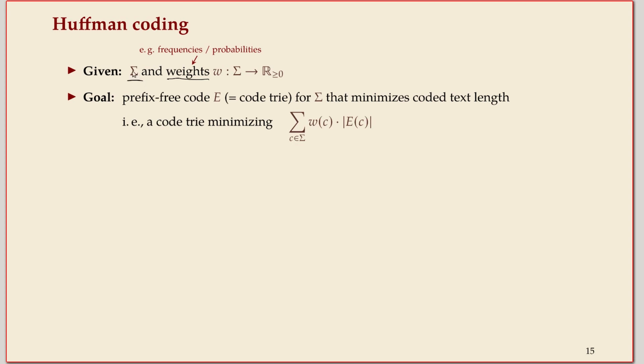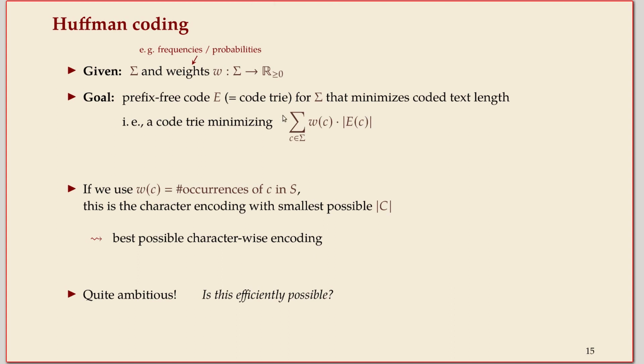Now, given an alphabet and weights for those characters, the goal is to find a prefix-free code, so a code trie in other words, because that's the type of codes that we like, that minimizes the size of the coded text in the sense that if you sum up for all the characters the length of the code word times the weight of this character, this sum should be minimized.